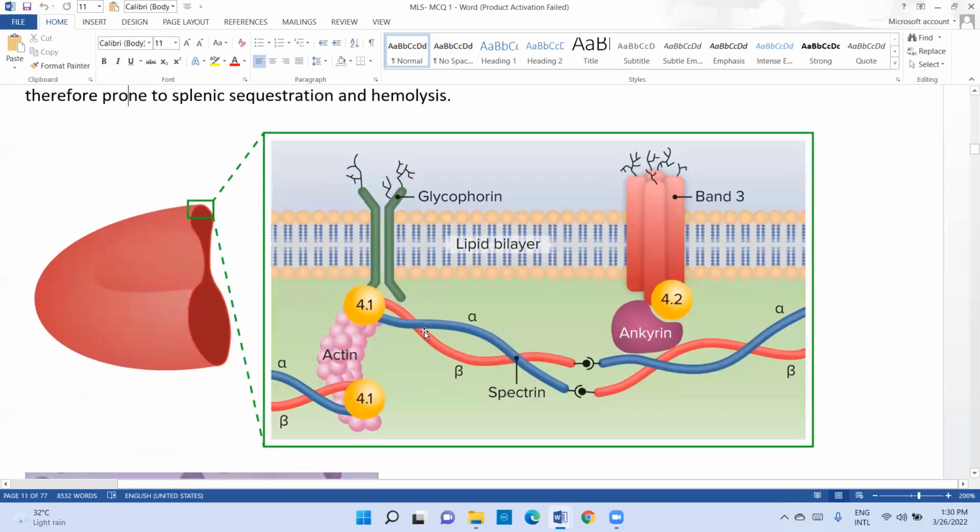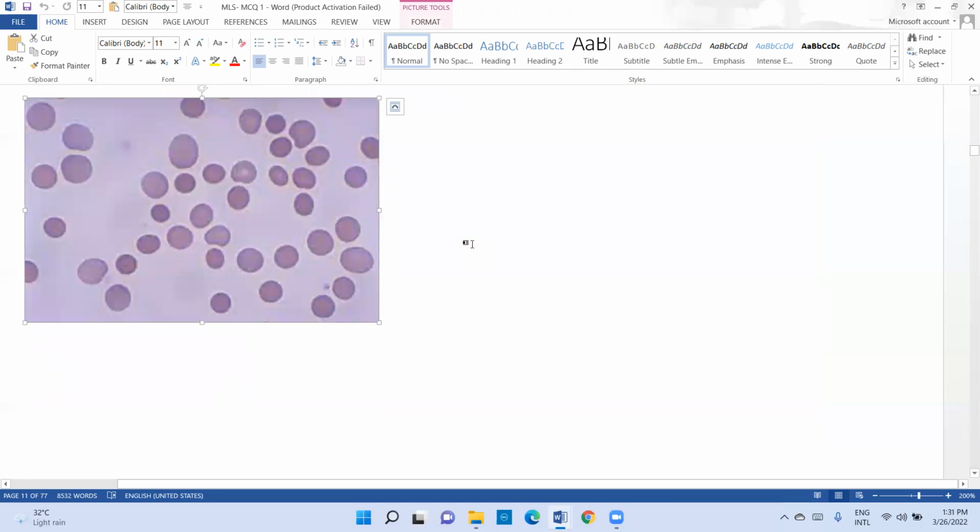So the red cell membrane has these proteins. When there are abnormalities in these proteins, the spleen identifies the red cell as an abnormal one and removes part of the red cell. So the rest of the red cell forms again like a ball. So part of the red cell is removed and the shape is now like a ball. So these are microspherocytes. No pale area.